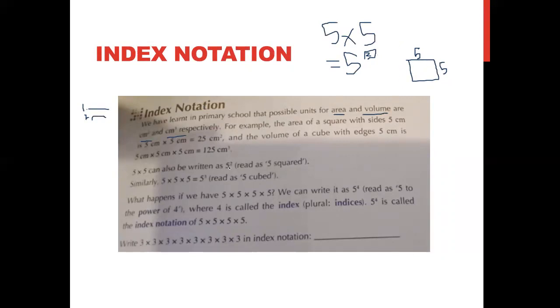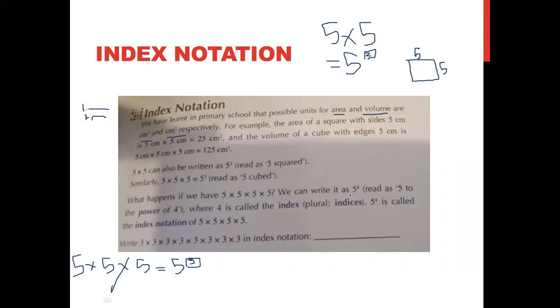So this 5 with the 2 on top is going to be read as 5 square. And if we say 5 multiplied by 5 multiplied by 5, it is equal to 5 cubed. Now what if there are four 5s? It will be read as 5 to the power 4. This is its power. It means we will multiply 5 by itself 4 times, like 5 multiplied by 5 multiplied by 5 multiplied by 5.